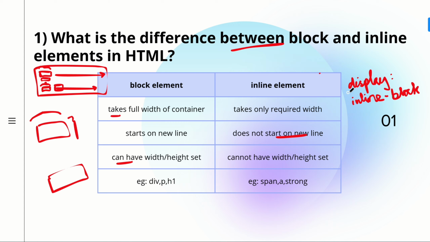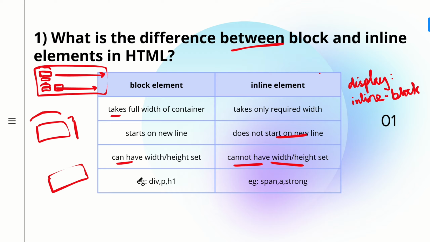So this is the property, display inline-block, and this is going to combine the characteristics of both inline and block element, and this lets you set the height and width of an inline element, but by default you cannot do it. So as a difference, you can say that for block elements we can set their height and width, whereas for inline elements by default we cannot set their height and width.